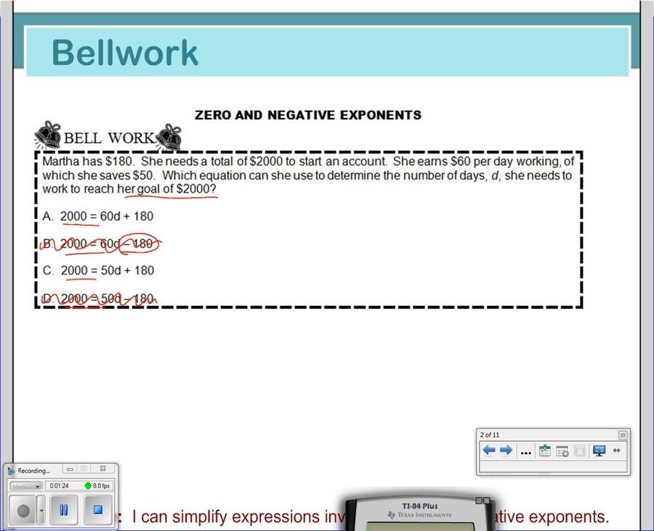Next, we have that she needs a total of $2,000. We already have that in our equation. She earns $60 per day, of which she only saves 50. So that's the key word, that she's only saving 50. If we're trying to determine the number of days she needs in order to reach that 2,000, I'm only saving 50, and so therefore C is the correct answer and not A.